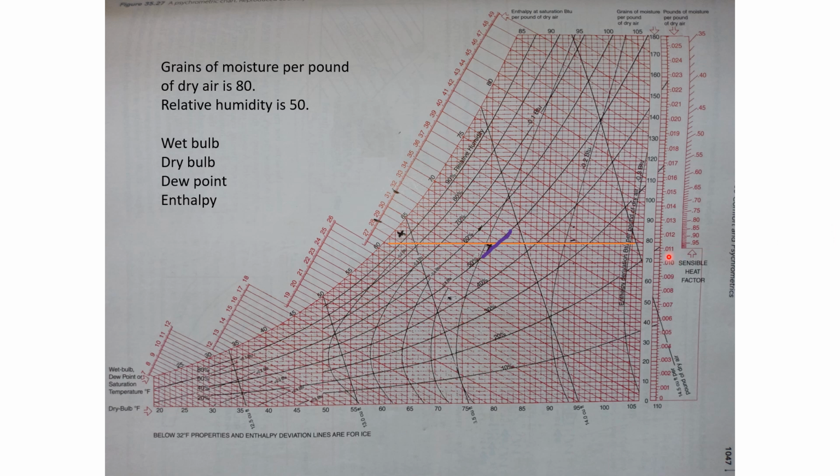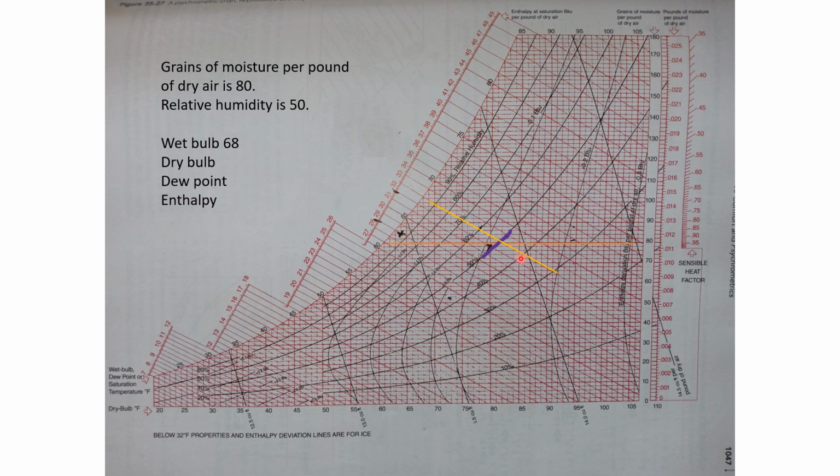Okay, so we have 80 on our grains of moisture per pound of dry air. Boom, we come across that way. Our relative humidity is 50, so that's our 50 line. Right there is where they meet. When we want to go to wet bulb, it looks like we're just going to go straight up this way. Each one of these is 1, by the way, so that should be a 68 on our wet bulb. Let's see what we got. Yeah, 68 on our wet bulb.